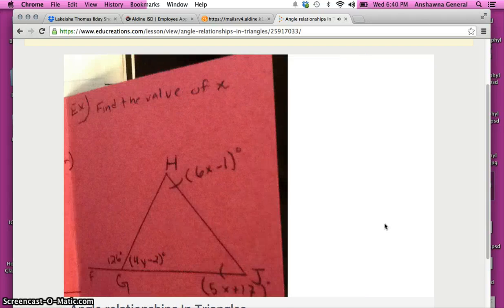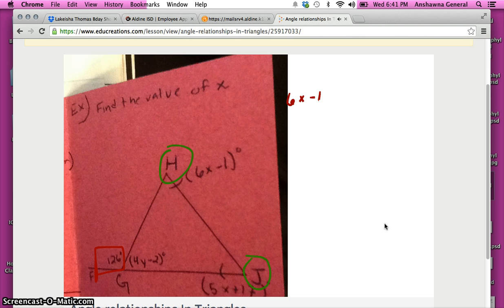Okay, on the outside flap, we're going to write this example down. Press pause if you need to. Alright, so notice that the exterior angle is the 126, and the remote interior angles would be angle H and angle J. So you would write your equation like this.